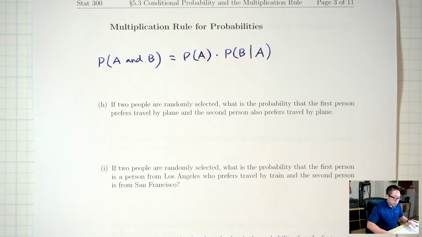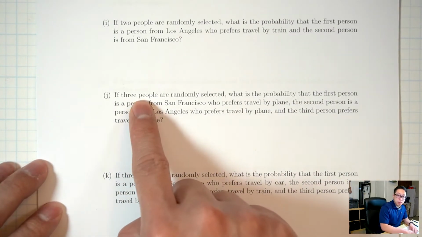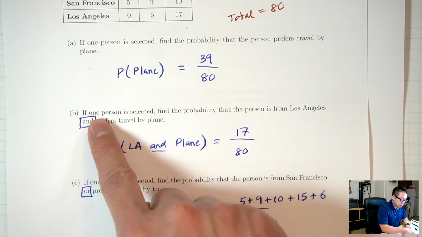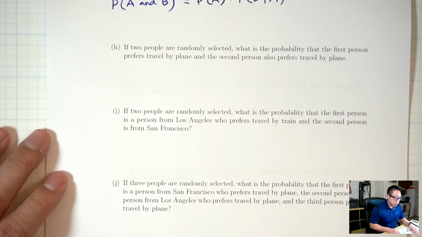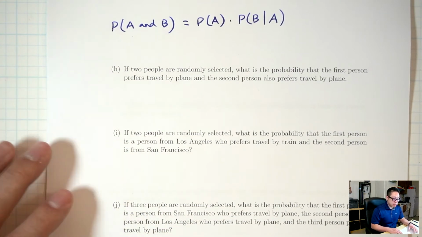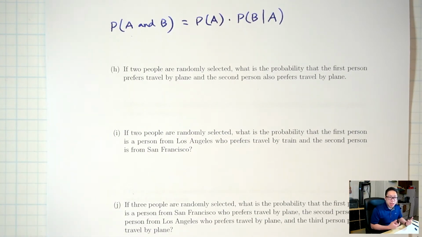Okay, so we're going to use this formula for the examples on this page. Notice that the examples on this page say if 2 people are selected, if 3 people are selected. So this differs from everything on the first 2 pages, because everything on the first 2 pages was if 1 person is selected. Okay, so we're going to use the idea of the multiplication rule to handle picking multiple people. And the first idea is to handle 2 people. We're going to do it in 2 steps. Right, we're going to pick the first person, and then we're going to pick the second person. All right, so let's jump in.